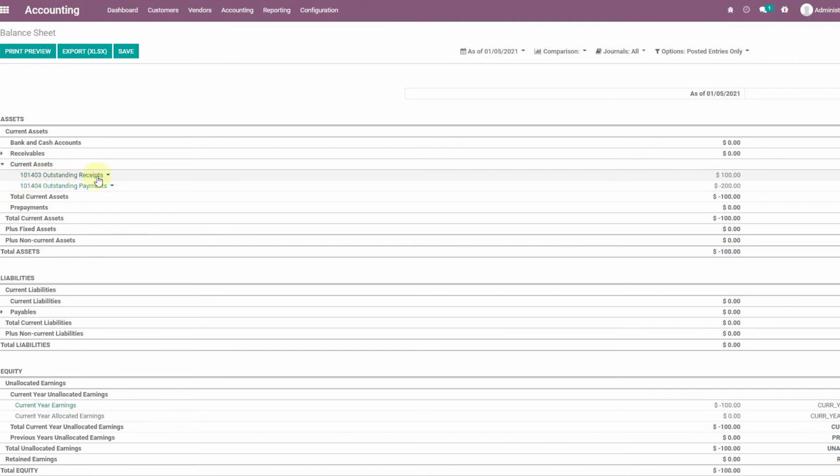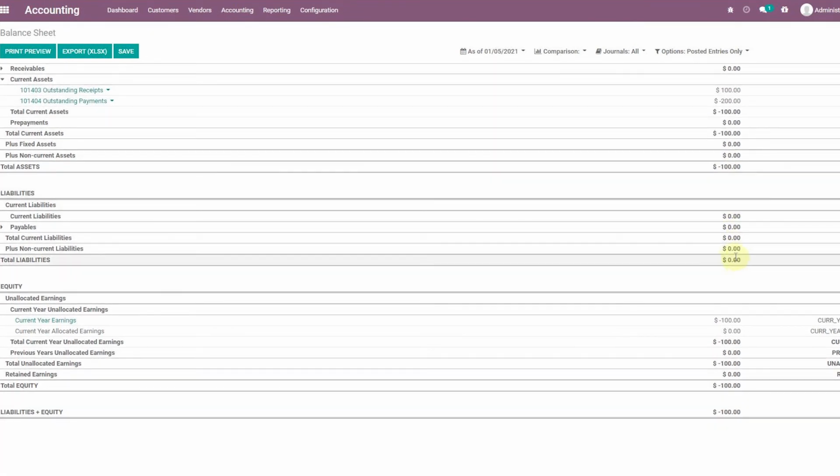We have outstanding receipts of 100, so we've made 100. And we have outstanding payments that we owe money, minus 200. So we have a total current assets of minus 100.